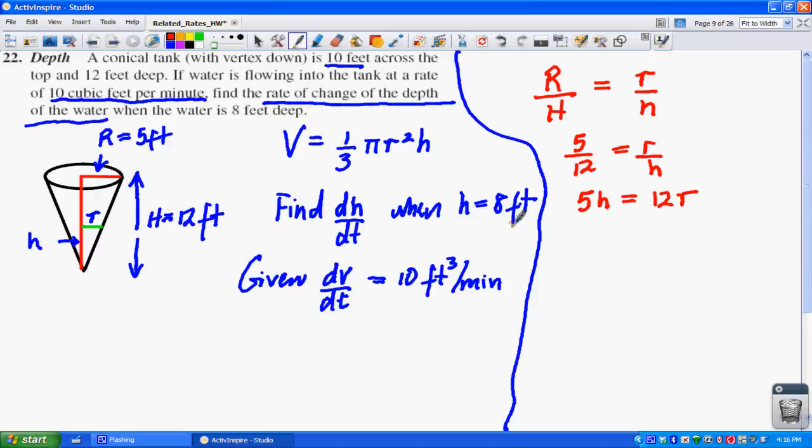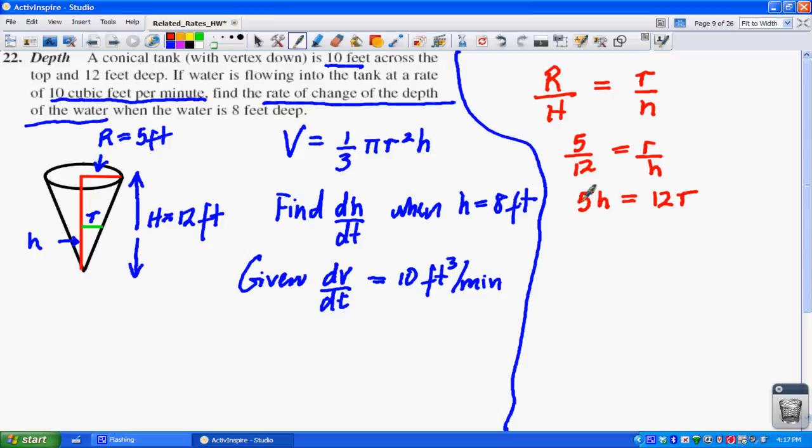So which one do you think I should get rid of? Well, the question is asking, find the rate of change when H is 8. So they give you H already. They're giving you that when the height is 8. But nothing in here is giving something in terms of a radius. So I should try and eliminate R and make a substitution for R in terms of H.